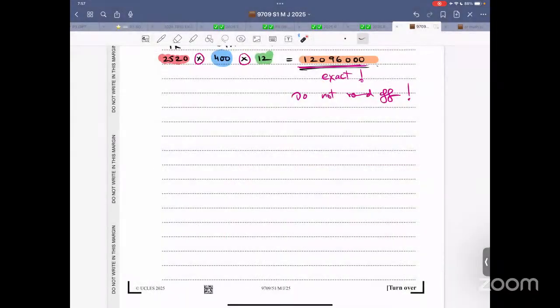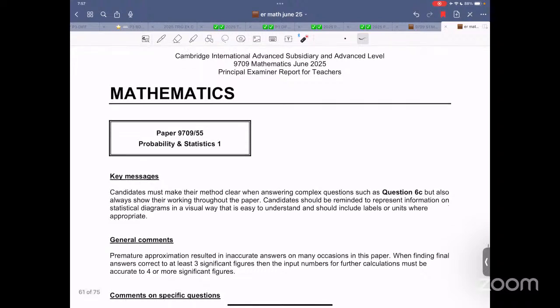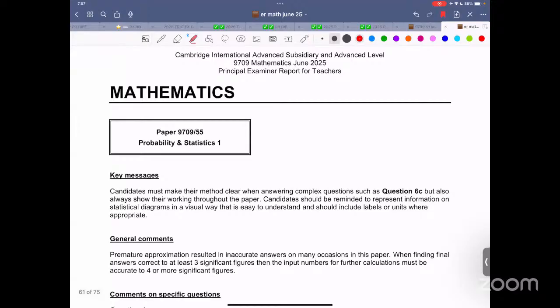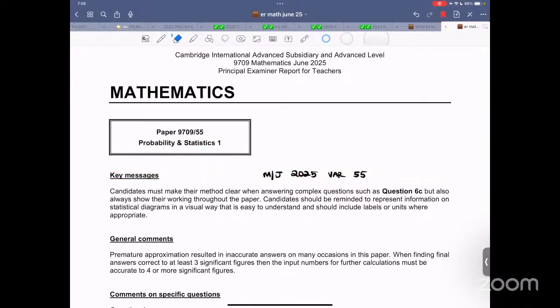Now let me first take you to the examiner report for this one. Examiner reports are a very good way of understanding what exactly the examiner needs. Over here, the first one, let's highlight it, probability and statistics S1. This key message is for which paper? This is for May/June 2025 variant, the first one, which is known as 5-1, because this is paper 5. My bad, this is 5-5. So I should open the right one, hold on for a second.